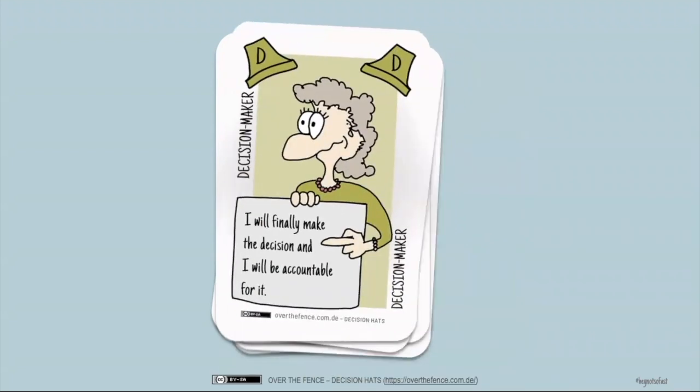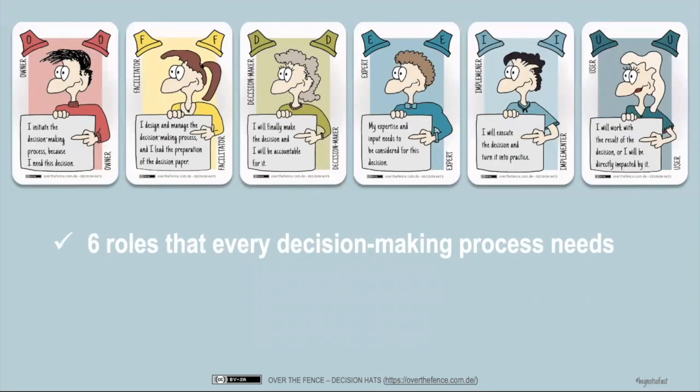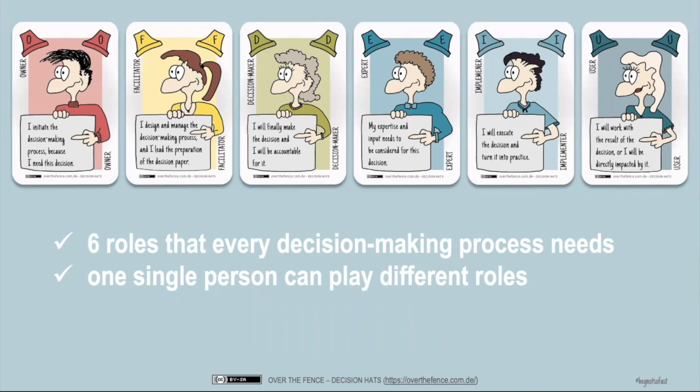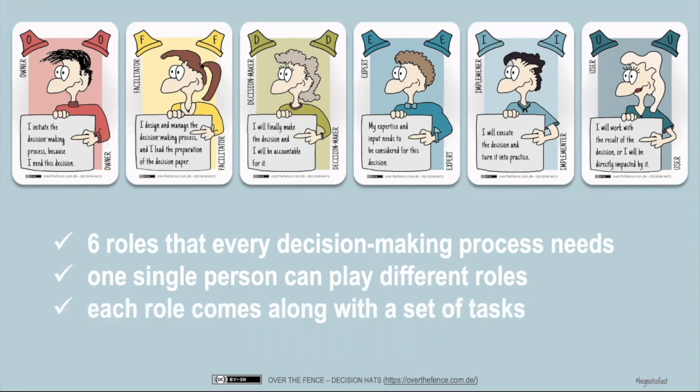Card number 6 is the decision maker head. People with this head will finally make the decision and will be accountable for it. In total, we have 6 roles that every decision-making process needs. One single person can play different roles, and each role comes along with a set of tasks.